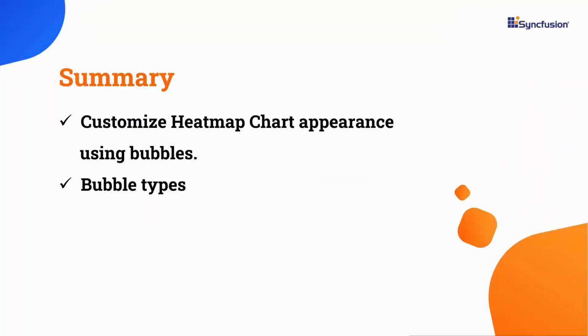In this video, you have seen how to customize the appearance of the heatmap chart using bubbles. You have also seen the different bubble types like color, sector, and size and color.